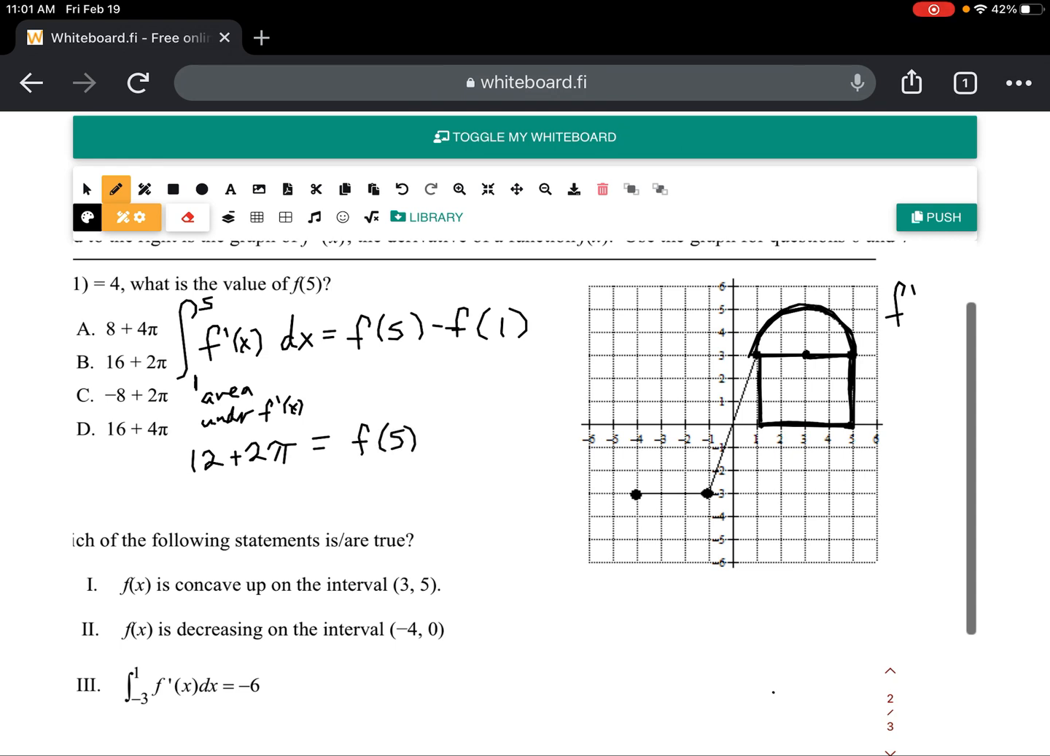f of 5 is the thing that we don't know. We do not know f of 5, but we do know that f of 1 is 4. So we're going to add 4 to both sides. That gets added to the 12. So we get 16 plus 2 pi equals f of 5. And that is B. Any questions on number 6?